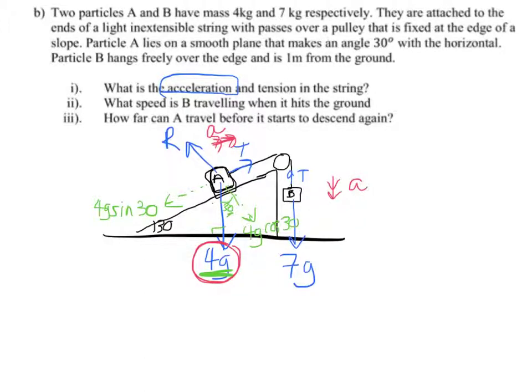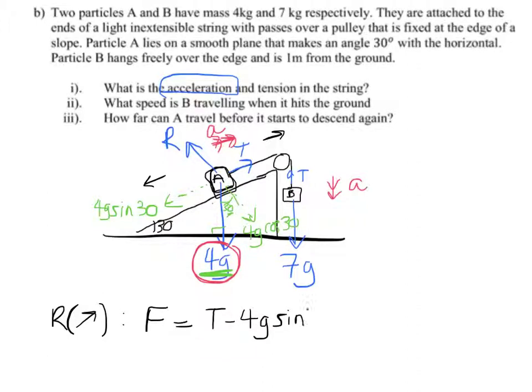Now we've got everything we want, we can write some equations. We're going to use F equals ma. Let's first do it for particle A. We're resolving up the plane, the line of acceleration. The resultant force F is equal to everything going the way it's accelerating, minus everything going in the opposite direction. So this is T minus 4g sine 30, and this is equal to mass times acceleration. Mass of A is 4, so this is equal to 4a.